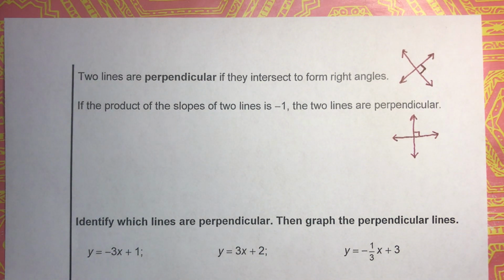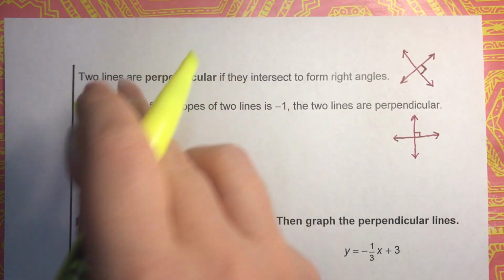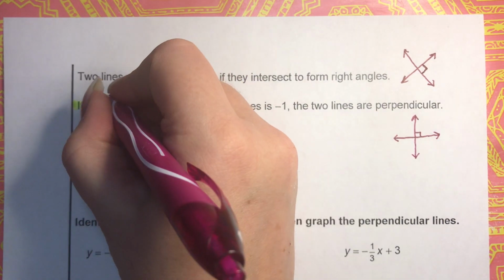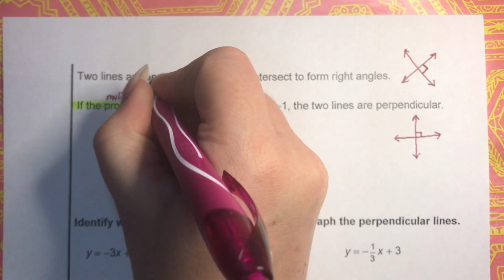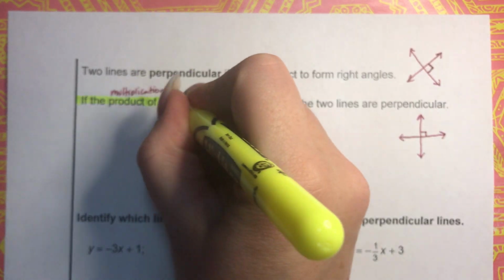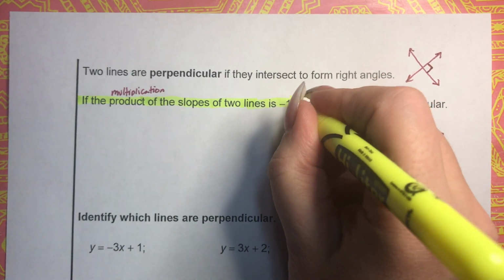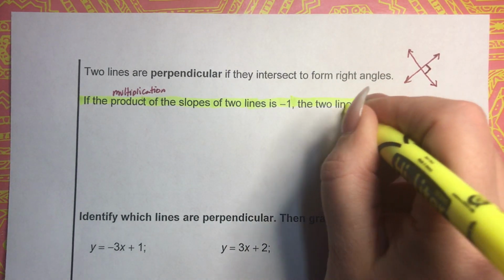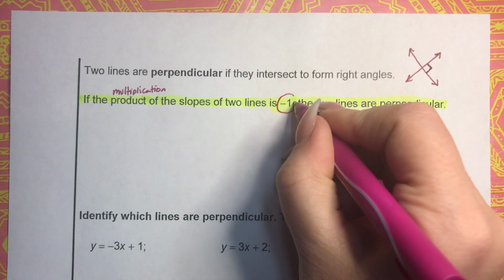The characteristic that we are going to be using is if the product, and what does product mean? Multiplication. It's the answer to a multiplication problem. So if the product of the slopes of the two lines is -1, then the two lines are perpendicular. Basically, if you multiply the slopes together and you get -1, then the lines are perpendicular.